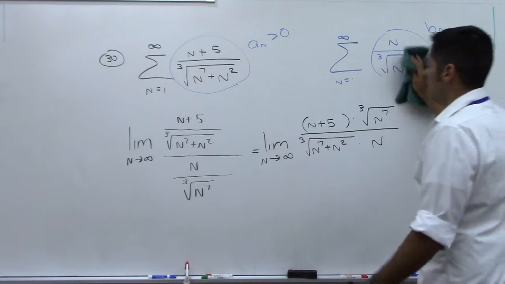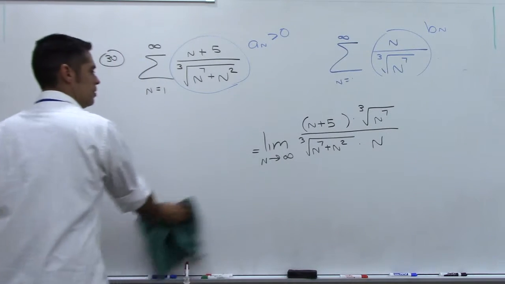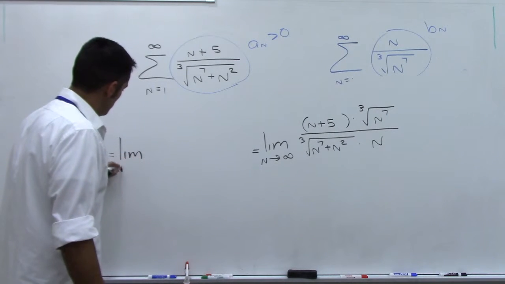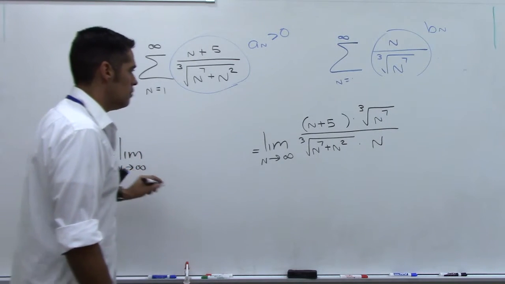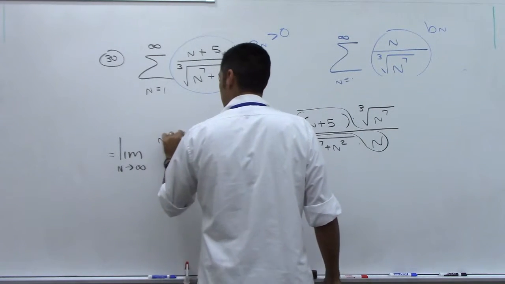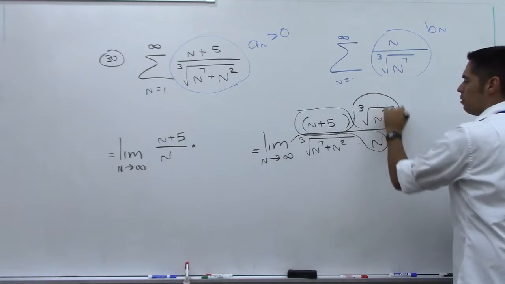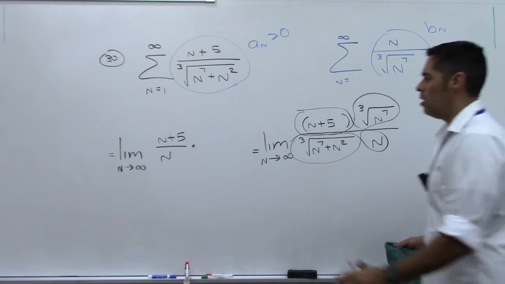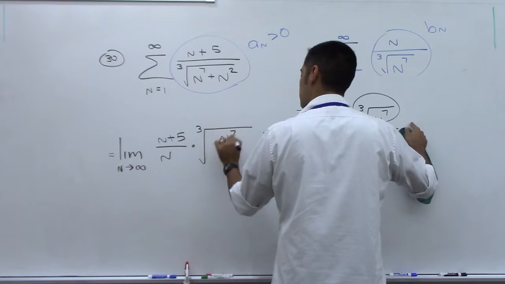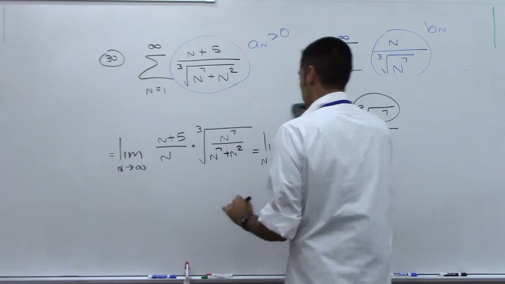And now what I'll do is again, I don't want to use L'Hopital yet. Try and put some things together here. That's equal to limit n goes to infinity of, watch, I'm going to put these two on top of one another, so n plus 5 over n times, and then since these are both cube roots, I'm going to put them all underneath a cube root. And I'll get n to the 7th over n to the 7th plus n squared.